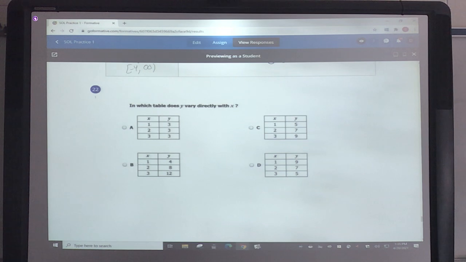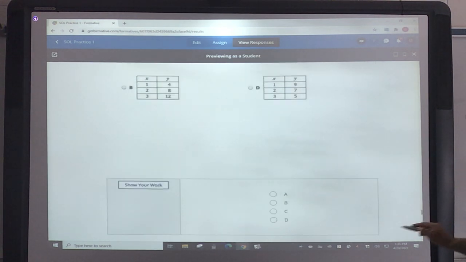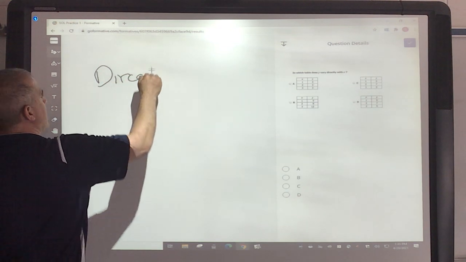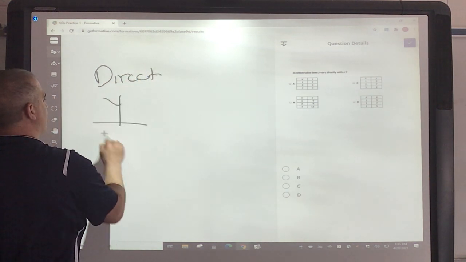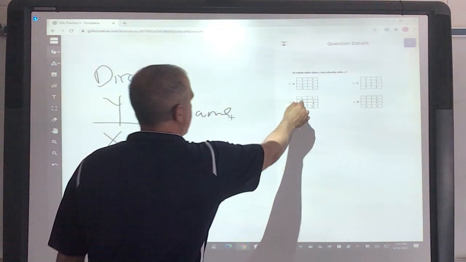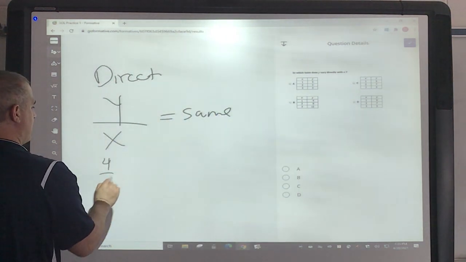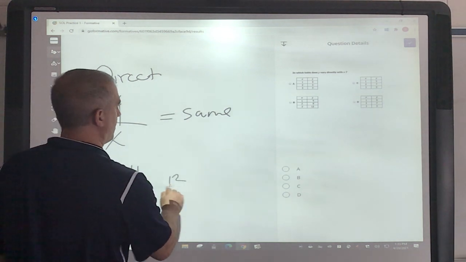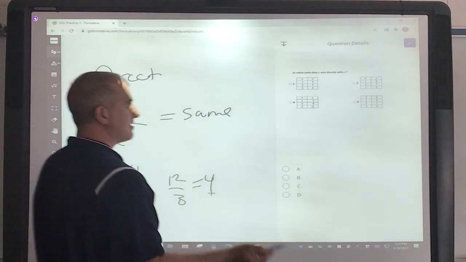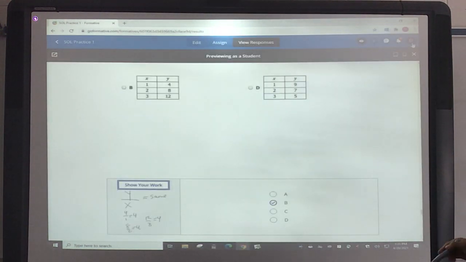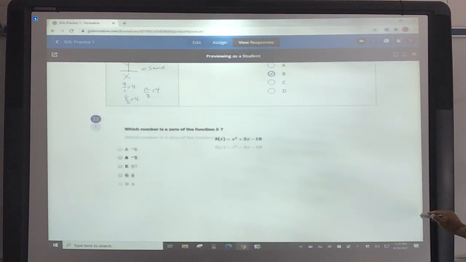Okay, which one varies directly? What you have to do for direct, to figure out what's direct, is divide the y's by the x's, and they all have to equal the same number. Well, the one that ends up working, 4 divided by 1 is 4, 8 divided by 2 is 4, and 12 divided by 3 is 4. That's the only one where it has the exact same answer for every single thing.